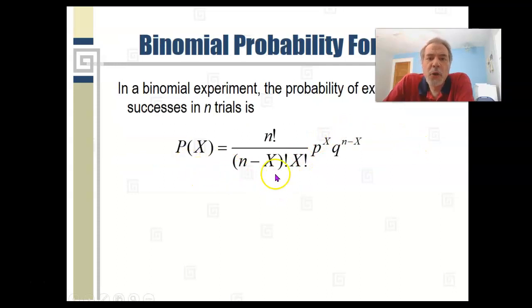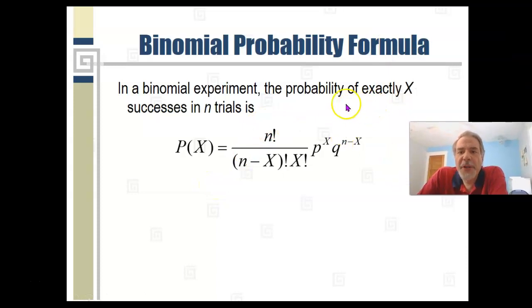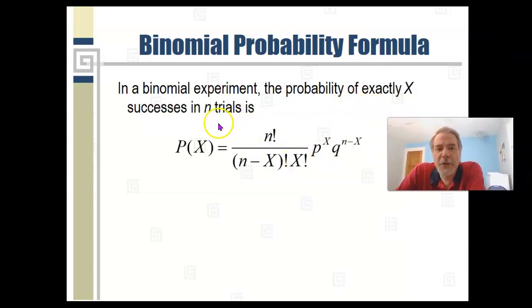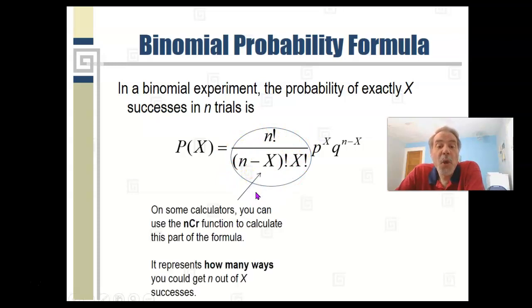The formula looks like this. In a binomial experiment, the probability of exactly X number of successes out of N trials is, now these exclamation points are factorial symbols. And I haven't talked to you about those, but maybe you've learned about them somewhere else, maybe you haven't. If you haven't, the best way to think about this part of the formula right here is that it represents the number of ways you could get X successes out of N.